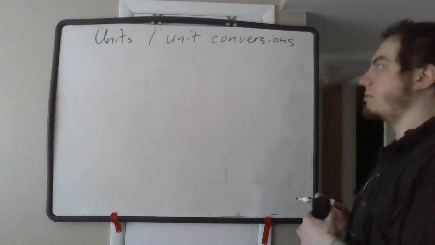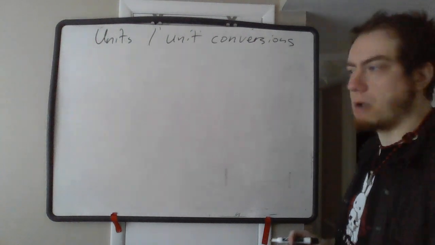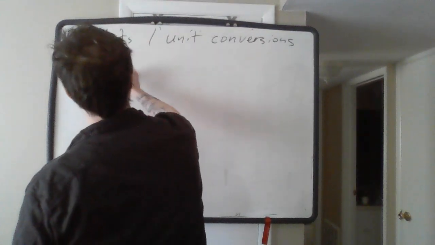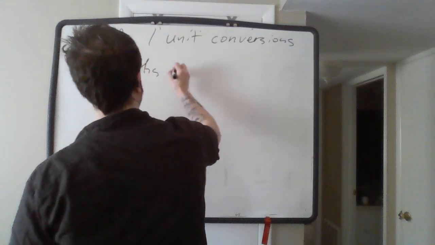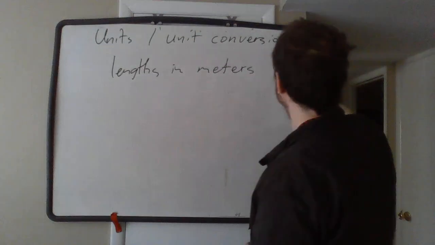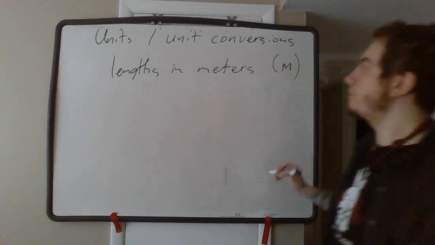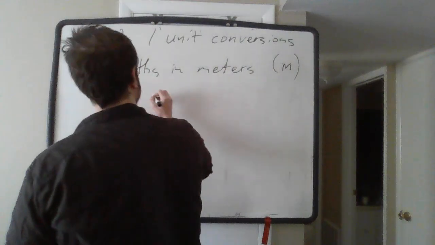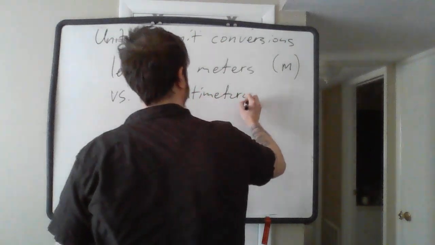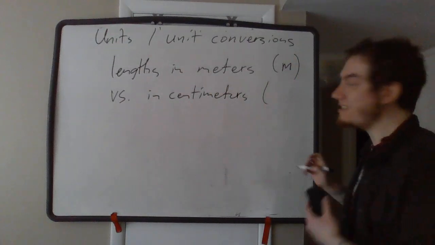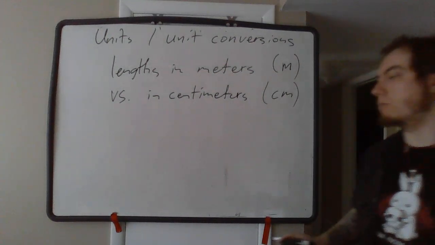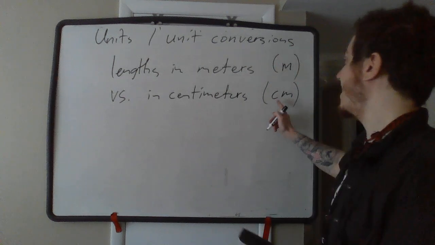And a good example of this, and the one I want to start with because the numbers work out kind of nicely, is let's suppose that we want to talk about lengths in meters, which are represented with the unit symbol m, versus lengths that are measured in centimeters. And the symbol for centimeters is cm. So if you think back to what we said about Roman numerals, you'll recognize that C.